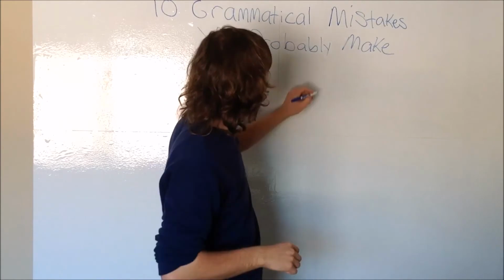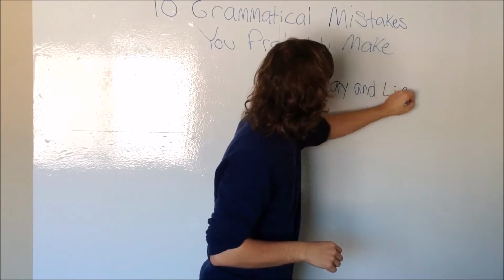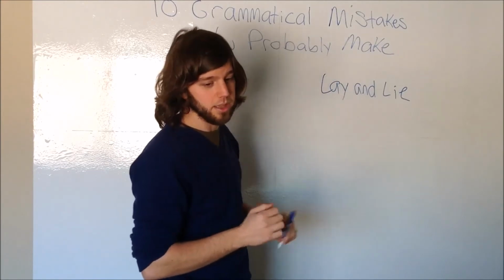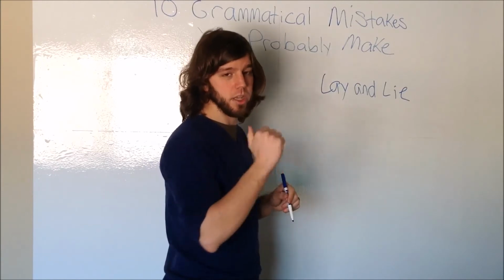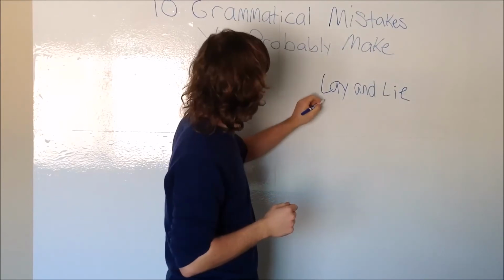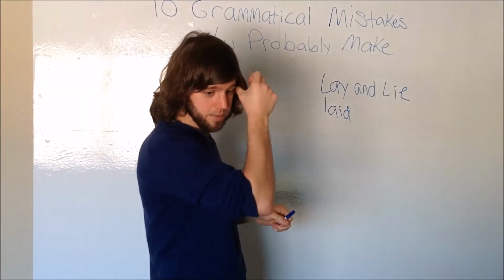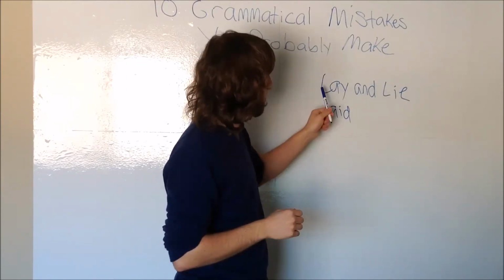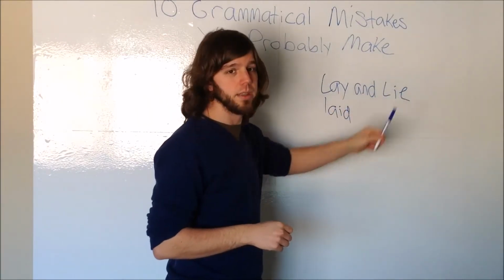Okay, the next one, lay and lie. This isn't lie like the opposite of truth. This is lie like lie down. Okay? So lay needs a subject and object. And its past tense is laid. Okay? Now the tricky thing is that most people, even American people or British people, they think that these have the same meaning, but they do not.